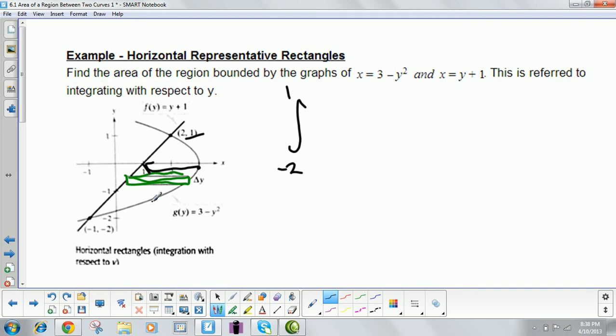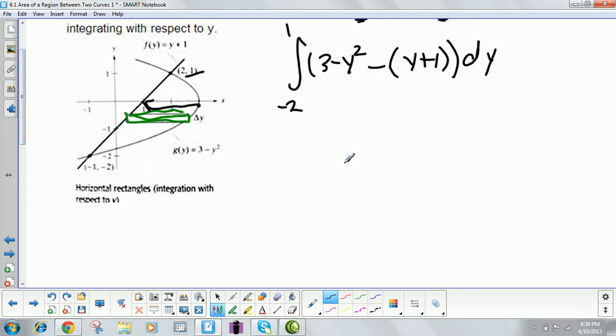Okay, so if you think about the furthest y function, it looks like it's going to be your 3 minus y squared function. So it's going to be 3 minus y squared, minus, in parentheses, the y plus 1. Now, if you look at this, it's a little tricky, but it's with respect to x. And that's fine. All that does is flip it, basically. So then our differential is going to be, instead of dx, dy. So here's our integral. That's the biggest part. Everything else is the same as before.